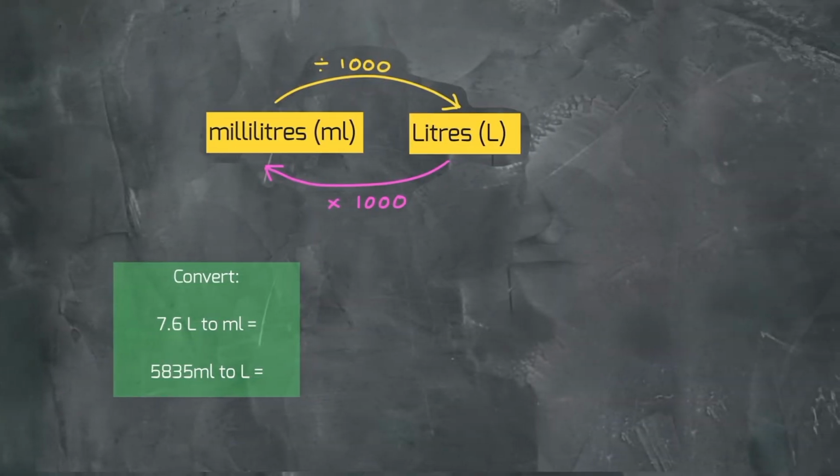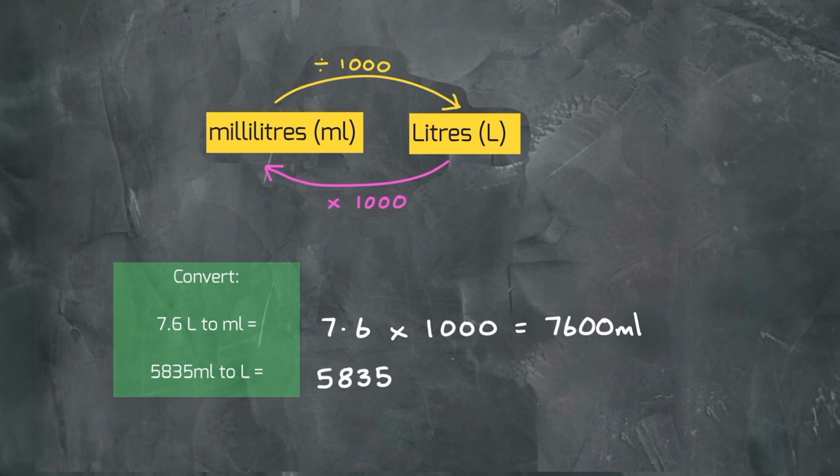So if I were asked to convert 7.6 litres to millilitres, I would multiply 7.6 by 1,000 to give me 7,600 millilitres. If I were asked to convert 5,835 millilitres to litres, I would divide by 1,000, which would give me 5.835 litres.